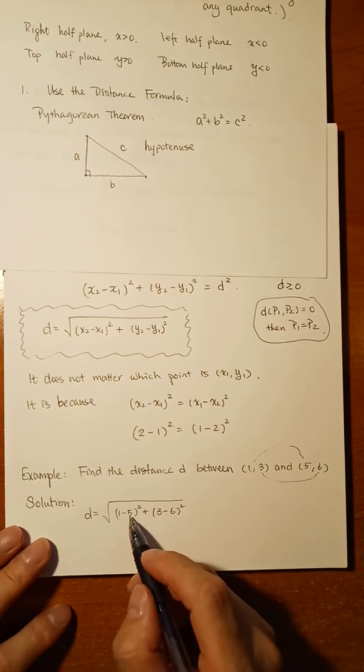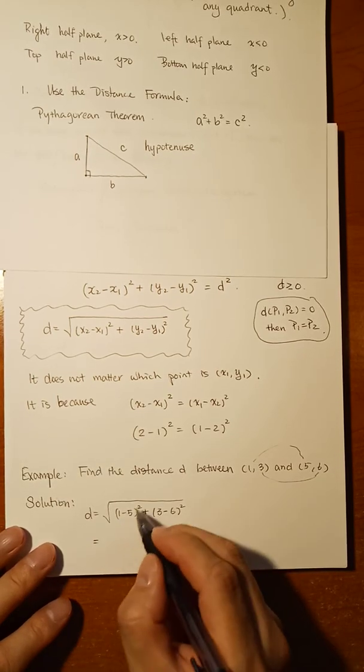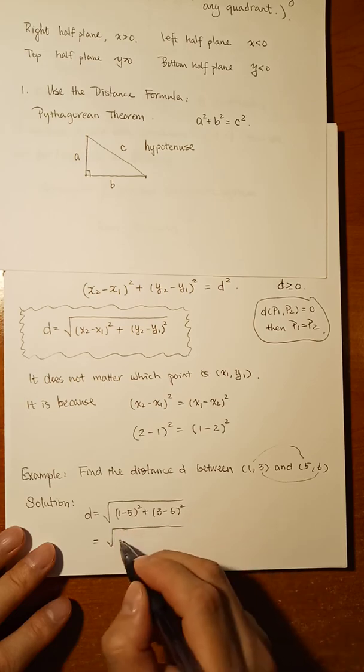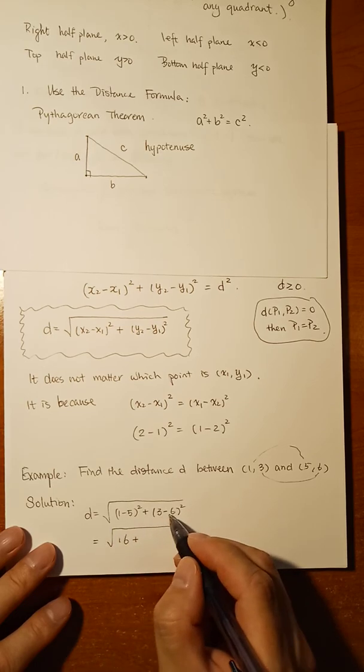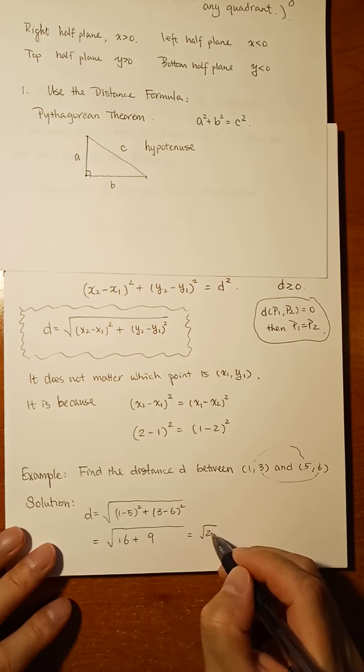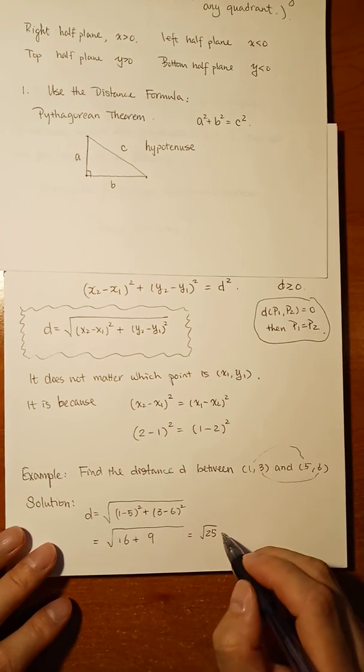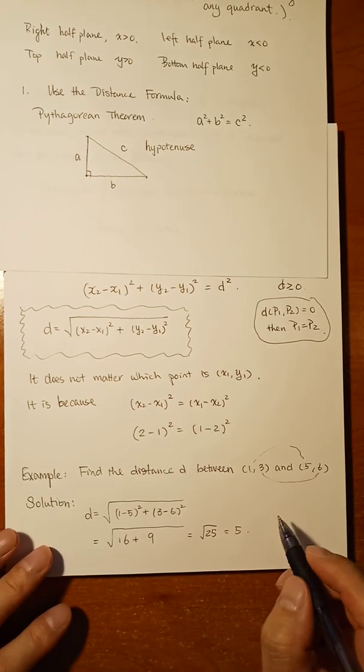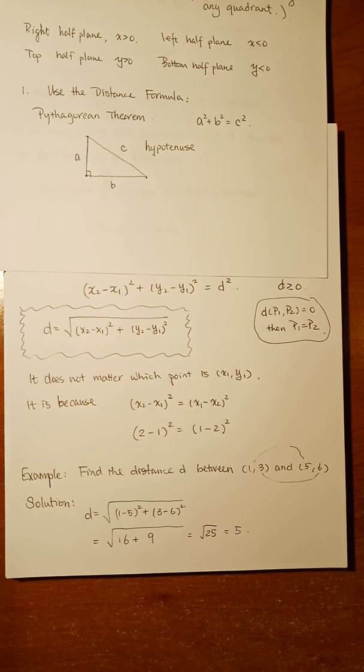Okay, 1 minus 5, negative 4. Negative 4 squared is 16. 3 minus 6 is negative 3. Negative 3 squared is 9. So it's the square root of 25. 16 plus 9, 25. Square root of 25 is 5. So the distance between those 2 points is 5. See, it's very efficient.